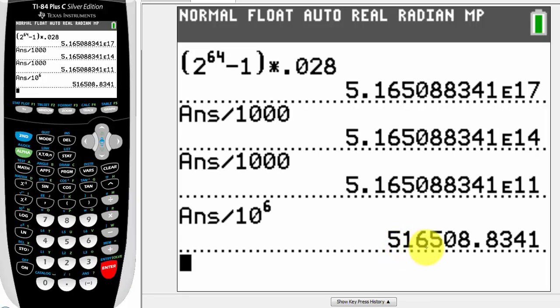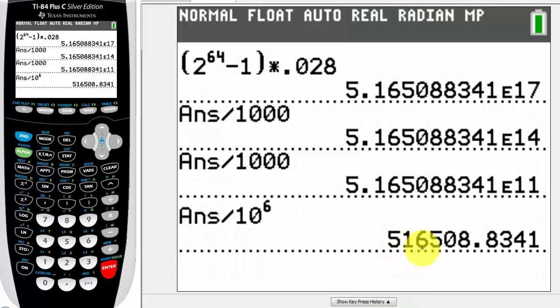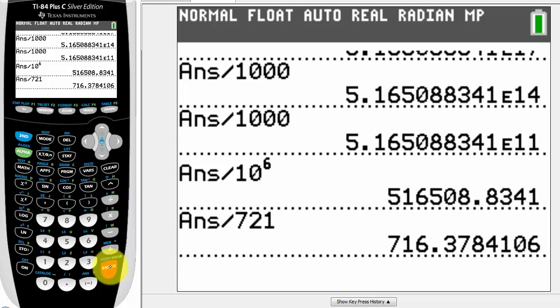So what is that equal to? Okay, it is equal to 516,508 million tons. Okay, I divided tons by millions, so this is million tons. Now, again, what is the world production of rice in 2011-2012? 721 million tons. And how much do we have here? 516,508 million tons. So if you divide that by 721, this will tell you how many times the world production of rice you're going to have on that chessboard. So how many times is that? 716 times. On the chessboard you have 716 times the world production of rice. That's a lot. Let's continue.